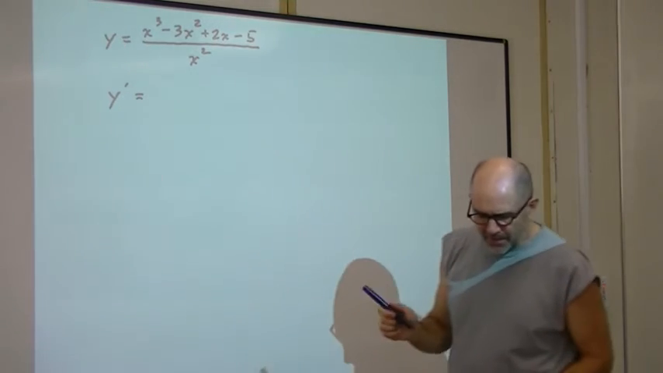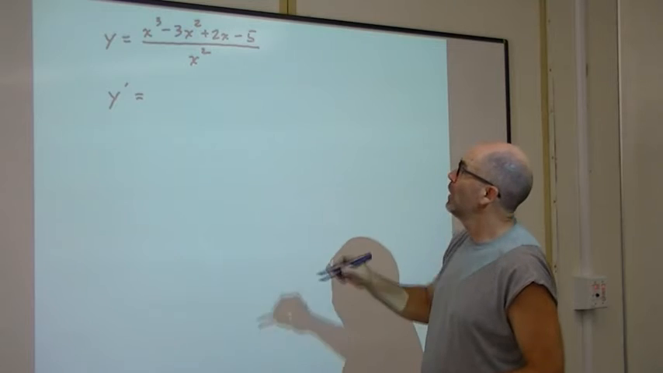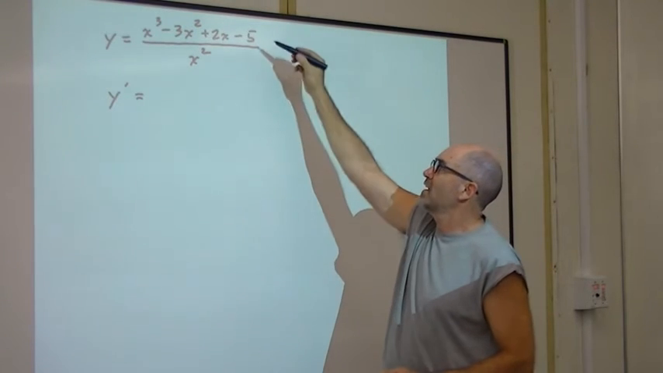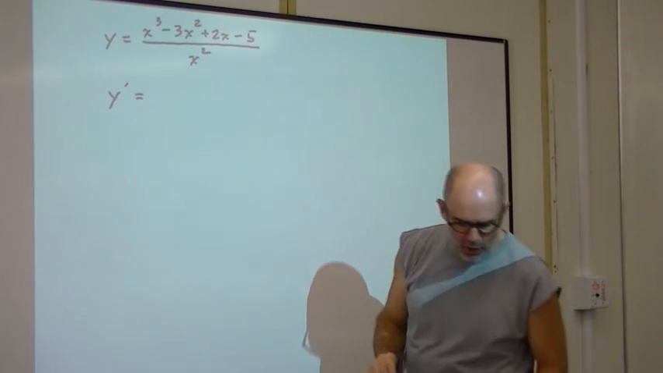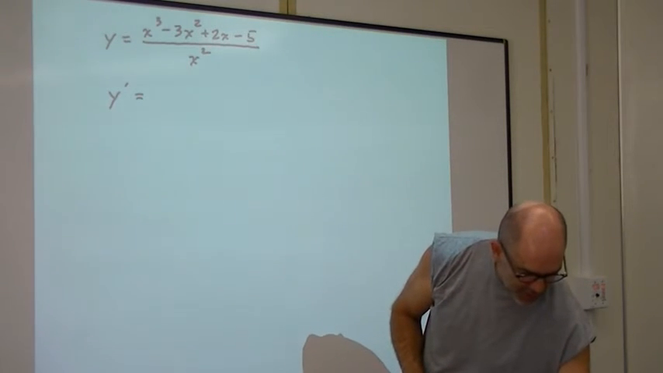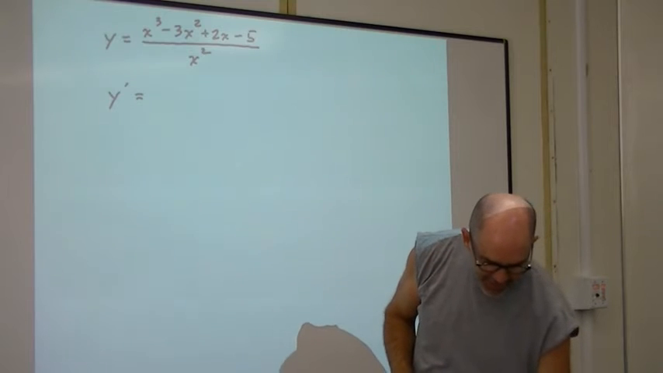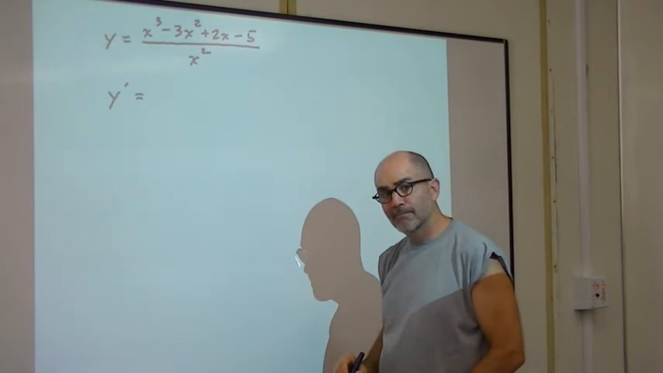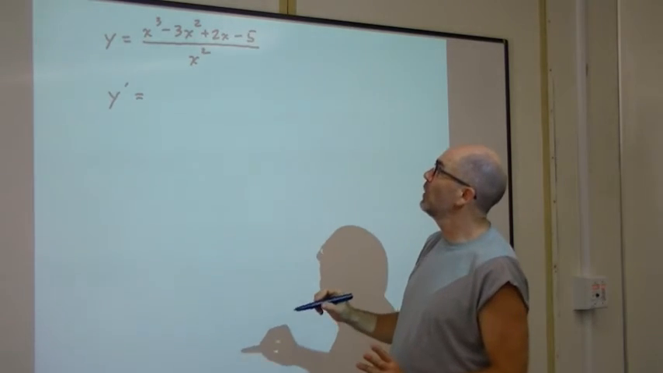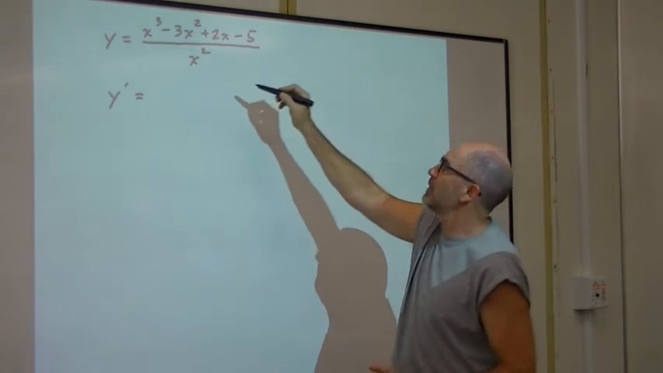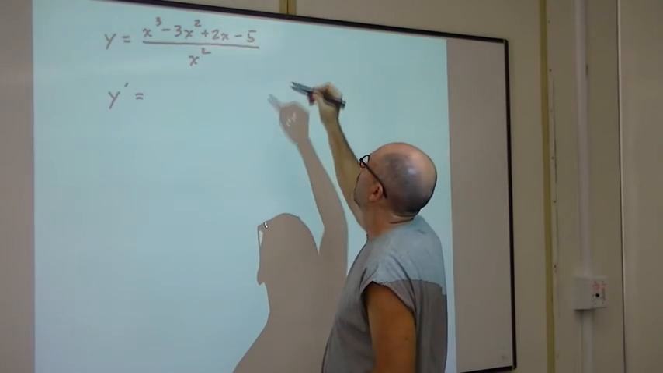Now, you might be tempted to go low, d high, minus high, d low, square the bottom, and away we go. But then you'd end up in a giant mess. Okay, so you don't want to do that. You want to simply simplify your original function.